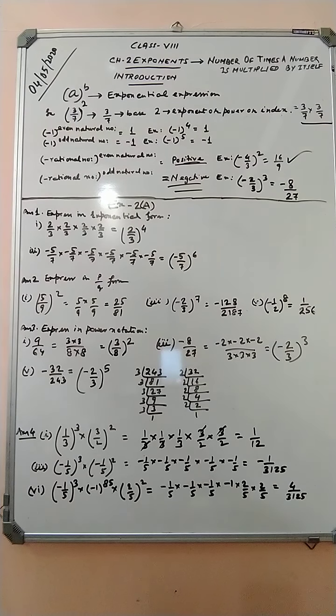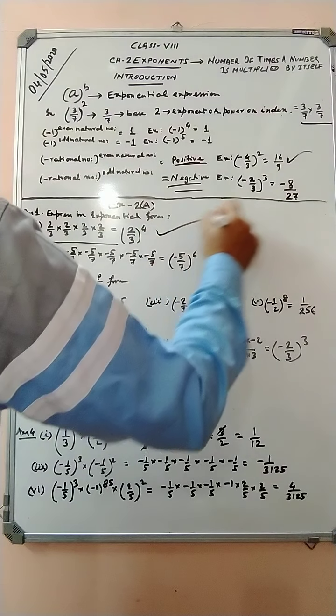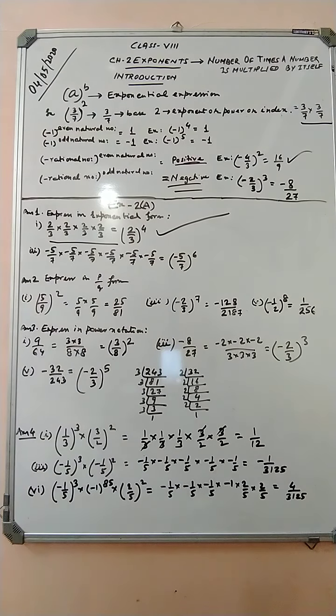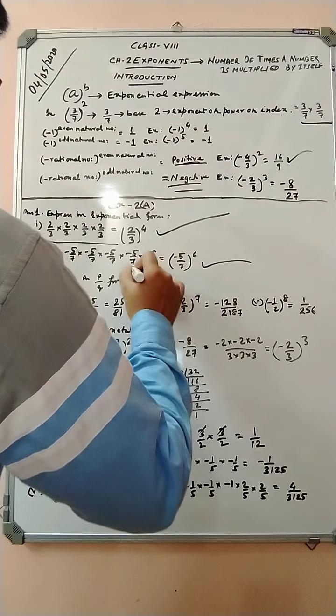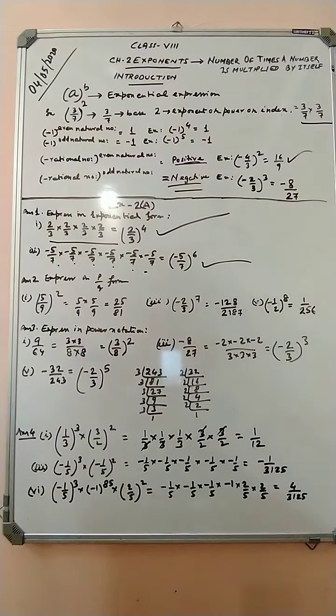So let us start the exercise, that is exercise 2a. Express in exponential form. 2 by 3 into 2 by 3 into 2 by 3 into 2 by 3. So how many times is 2 by 3? 2 by 3 is 4 times. You can simply write 2 by 3 to the power 4. Next, minus 5 by 7 into minus 5 by 7 into minus 5 by 7 into minus 5 by 7 and so on. So minus 5 by 7 to the power how much? Minus 5 by 7 to the power 6. 1, 2, 3, 4, 5, 6.